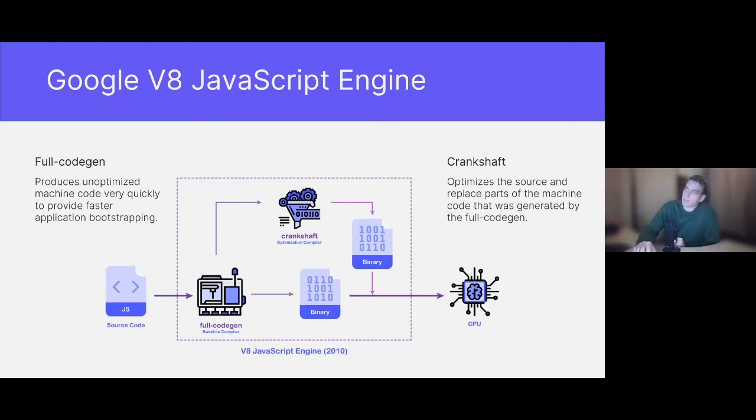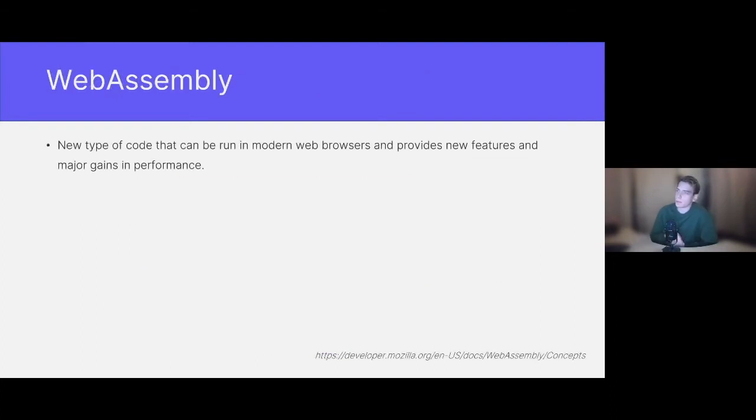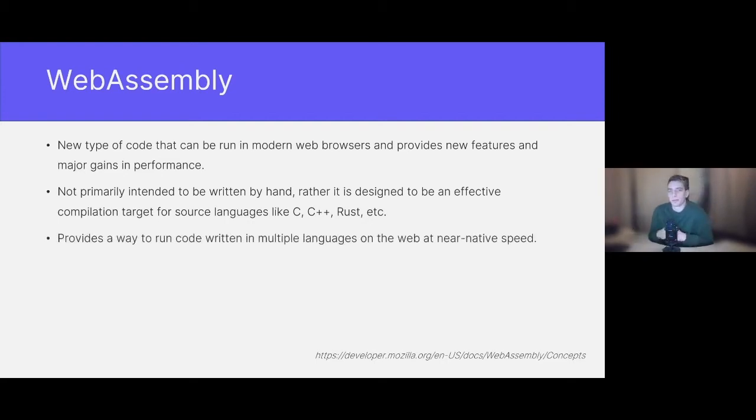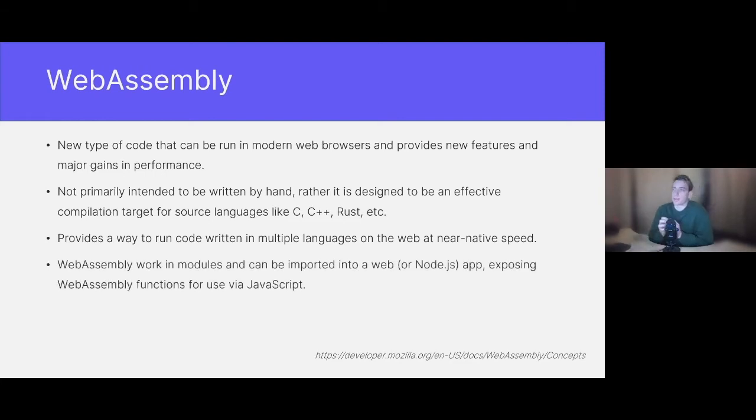So in comes WebAssembly. WebAssembly is a new type of code that can run in modern browsers and provide new features and major gains in performance. It is not primarily intended to be written by hand. It is meant to be a compilation target for source languages such as C, C++, and Rust, to enable them to be ported to the web. It provides a way to run code written in these multiple languages on the web at near native speeds. WebAssembly works in modules, and it can be imported in a web app or, and this is quite interesting, a Node.js app. You expose WebAssembly functions through the use of JavaScript still.